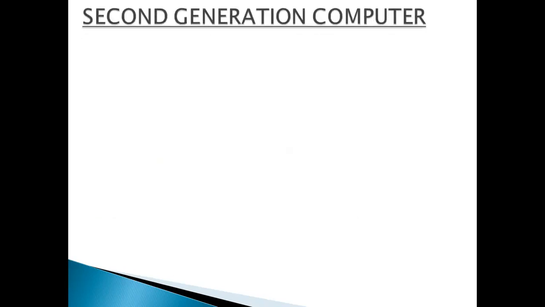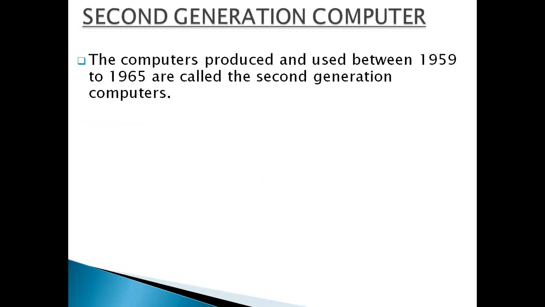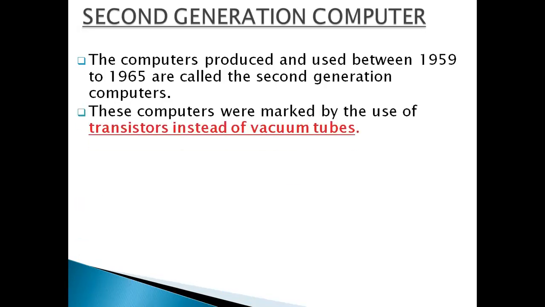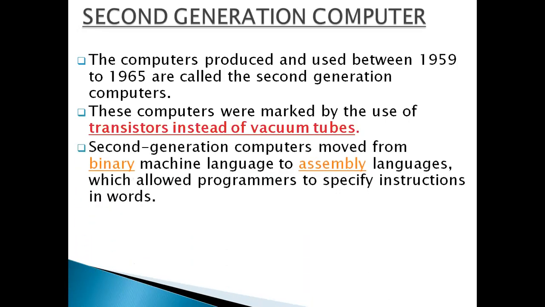Now, next one, second generation computer. The computers produced and used between 1959 to 1965 are called the second generation computers. These computers were marked by the use of transistors instead of vacuum tubes. Means vacuum tubes were replaced by transistors in second generation. Second generation computers moved from binary language to assembly languages, which allowed programmers to specify instructions in words.